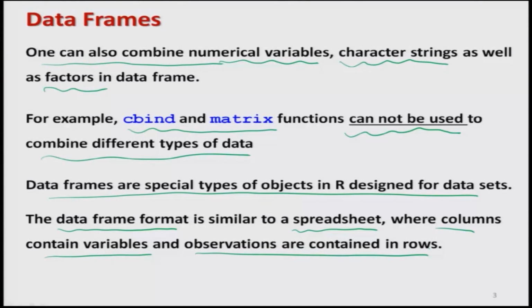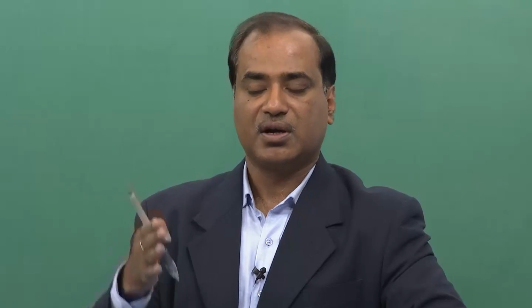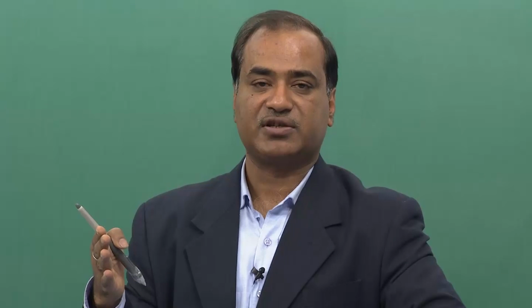First column, second column, third column. Columns are always vertical and rows are always horizontal. So when I say column 1, that can contain data on, say, height, the second column can contain the data on weight, the third column can contain the data on, say, age. So the first column, second column, third column, they are containing the variable names.